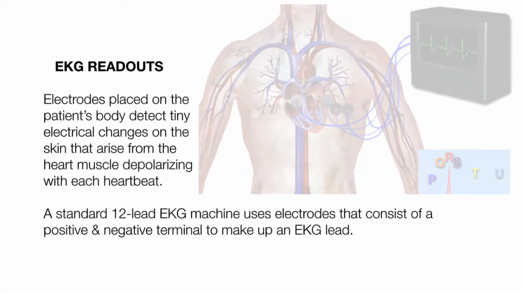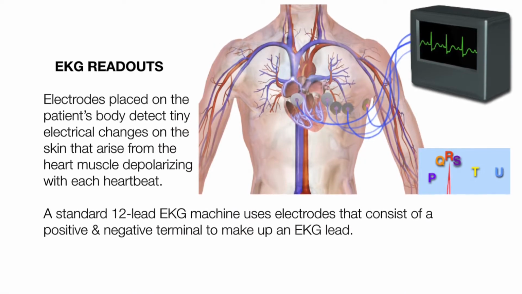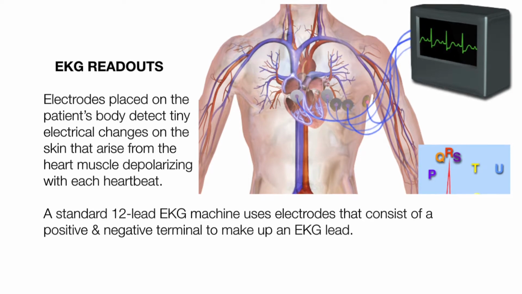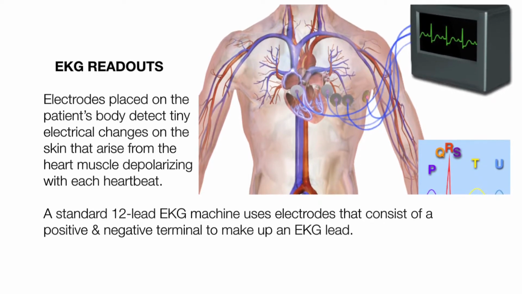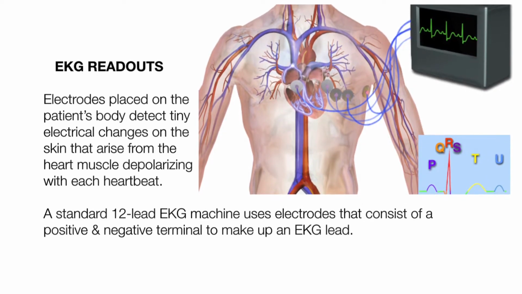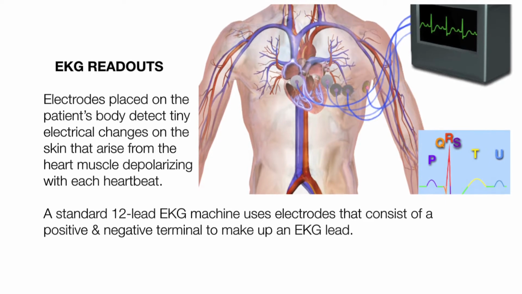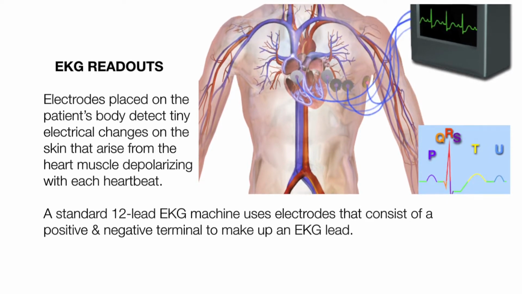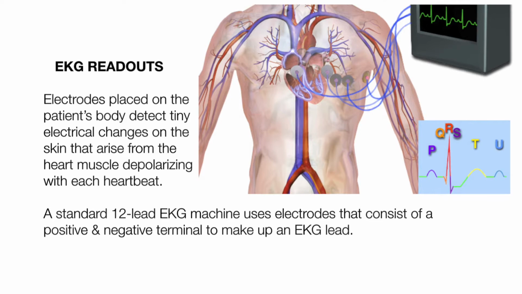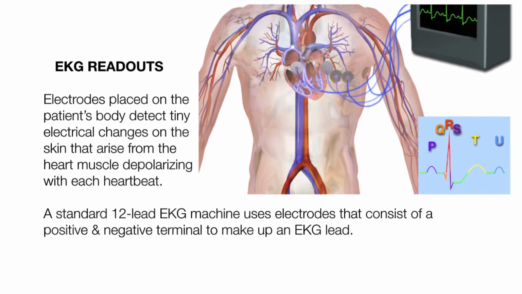An electrocardiogram, also known as an ECG or EKG, is a graphic representation of the electrical activity going on within the heart. Electrodes placed on the patient's body detect tiny electrical changes on the skin that arise from the heart muscle depolarizing with each heartbeat. A standard 12-lead EKG machine uses electrodes that consist of a positive and negative terminal to make up an EKG lead.